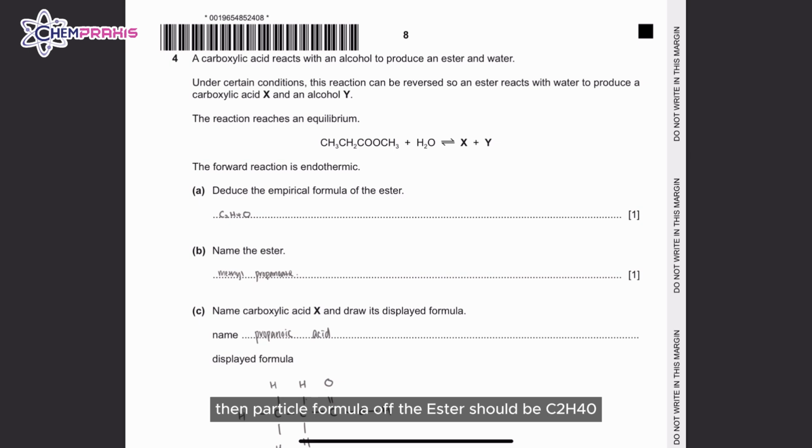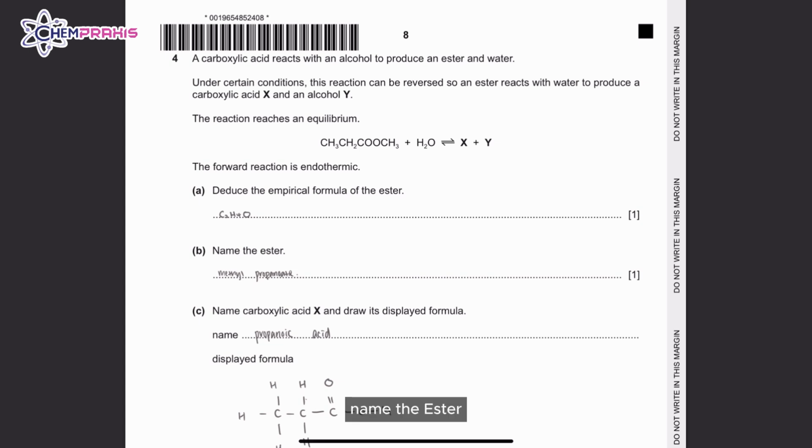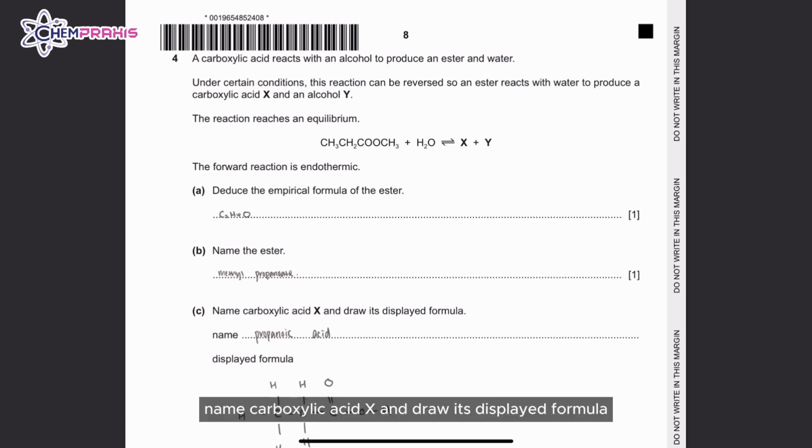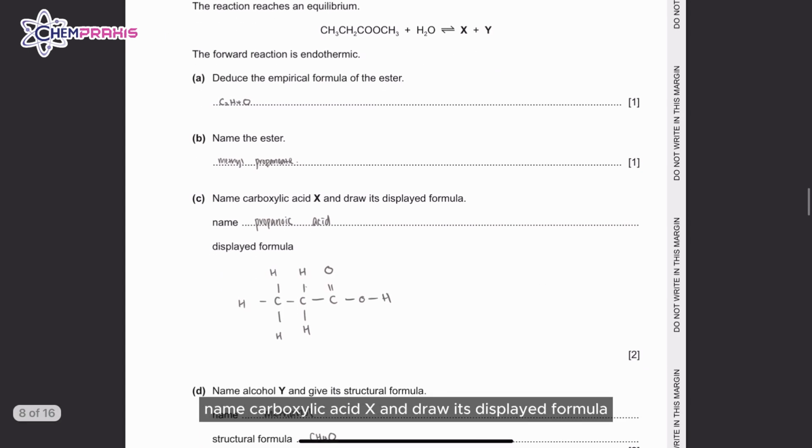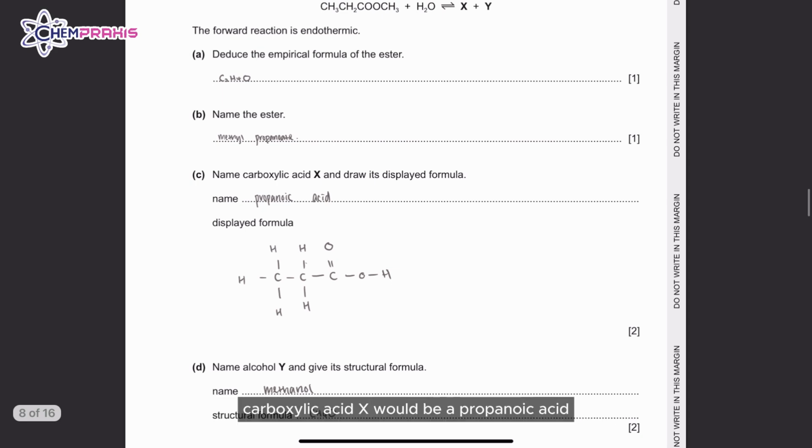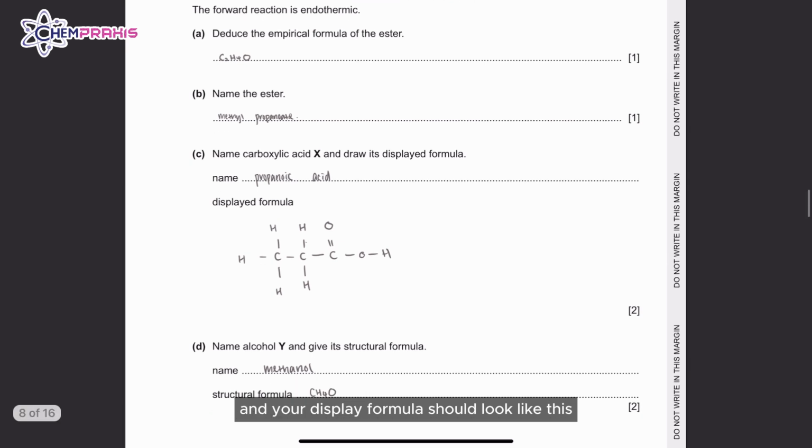So, deduce the empirical formula of the ester. The empirical formula of the ester should be C2H4O. Name the ester. The ester formed would be methyl propanoate. Name carboxylic acid X and draw its displayed formula. Carboxylic acid X would be propanoic acid, and your displayed formula should look like this.